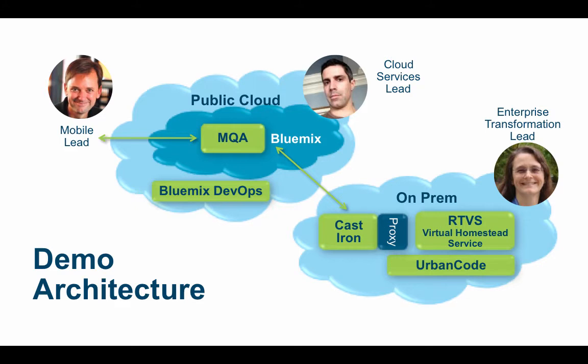We used a Cast Iron Live service for secure communication to our backend on-premise mainframe application, Rational Test Virtualization Server for the virtualized services, as well as UrbanCode for distributed deployment of the mainframe changes on-premise.